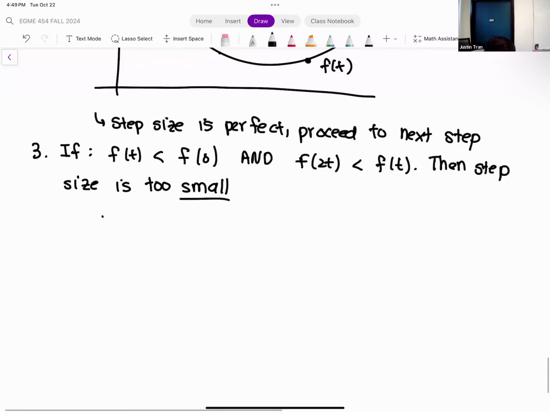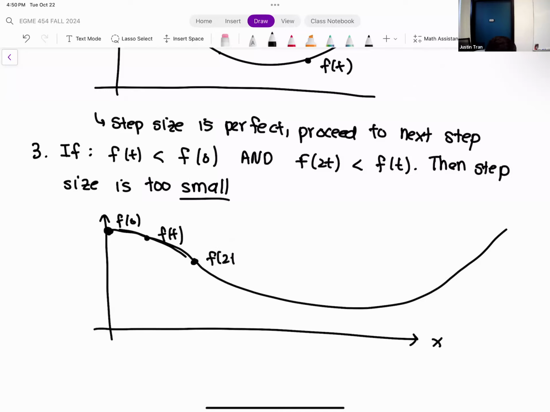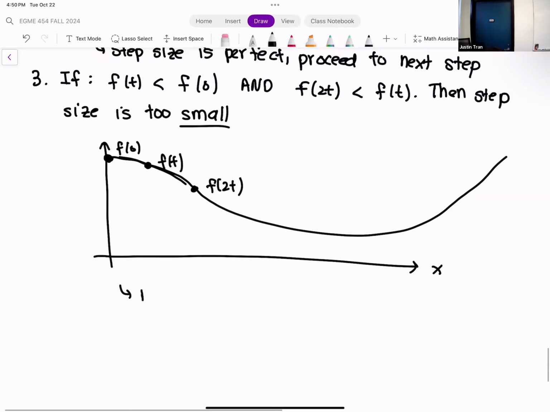So visually, it looks like this. So we have our function that looks like this. But if our step size is too small, we have f of 0 here, let's say f of t here, and then f of 2t there. This is kind of the worst situation because you have no idea where the optimum is. You haven't even passed over it. And so in order to make sure our surrogate function captures the minima, we need to make our step size bigger.